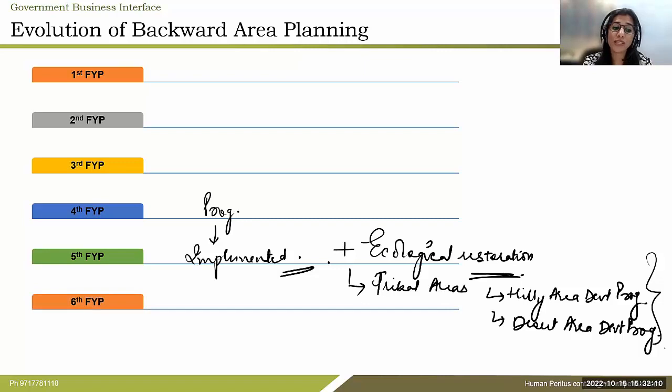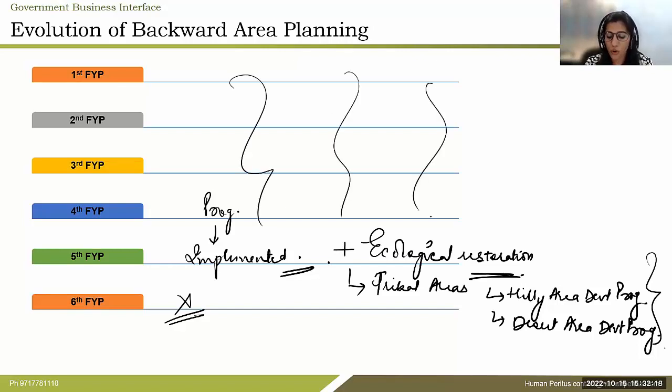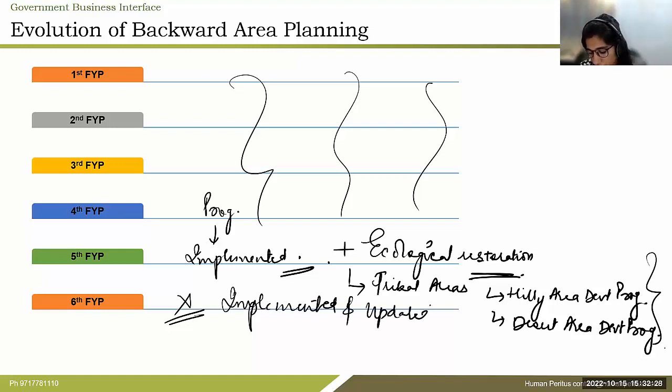Now, the next one was the sixth 5-year plan. Nothing major was planned here. All of the plans from the other 5-year plans were implemented here and were being brushed up and updated. So there is nothing much to read about the sixth 5-year plan.